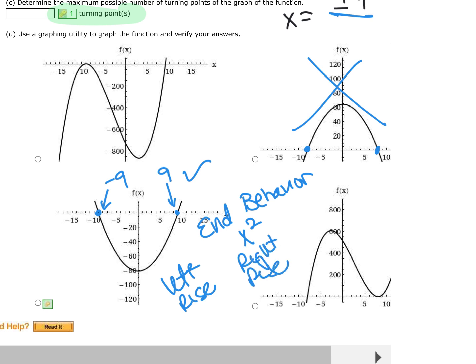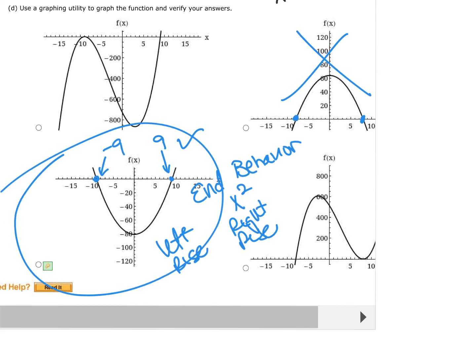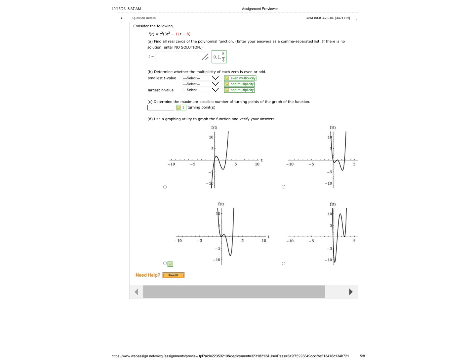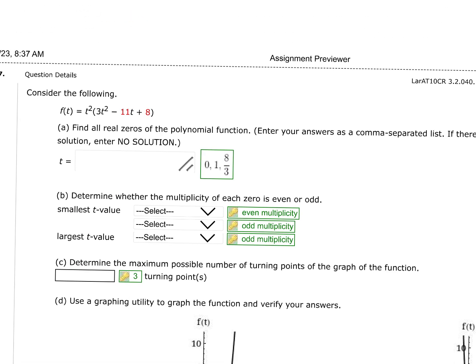And so that's why ultimately I would pick that choice, okay? All right, let's move on to the next question. Let me zoom in here. Okay, so it says, consider the following, find all the zeros, and we'll have to enter that in.